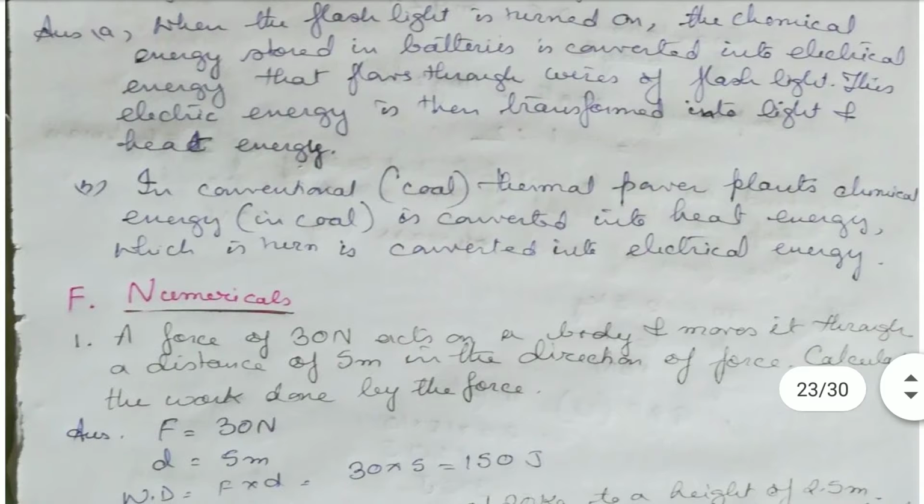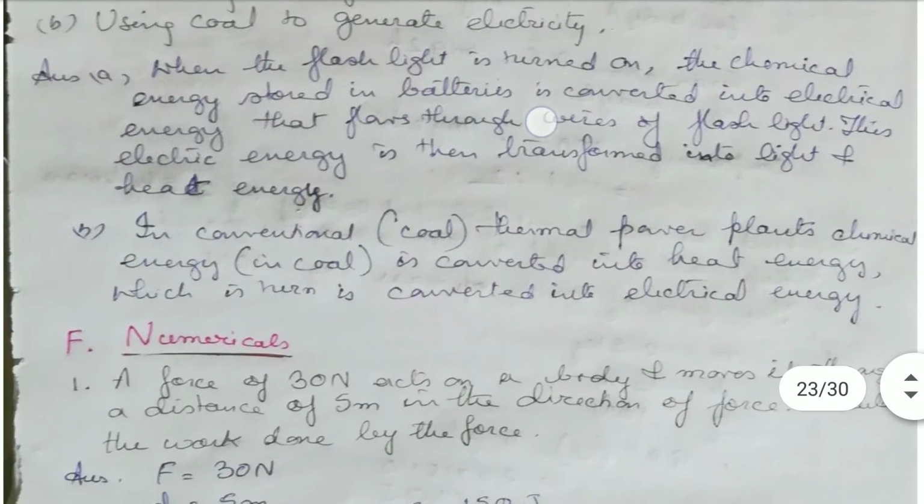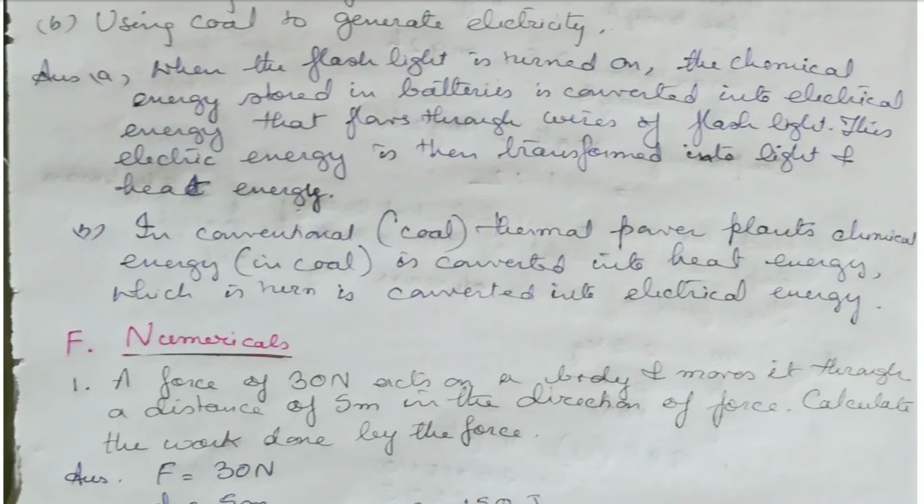Next is using coal to generate electricity in conventional thermal power plants, where the coal is used for generating electricity. Here, what happens? The chemical energy which is stored in the coal is converted into heat energy, which is then converted into electrical energy.